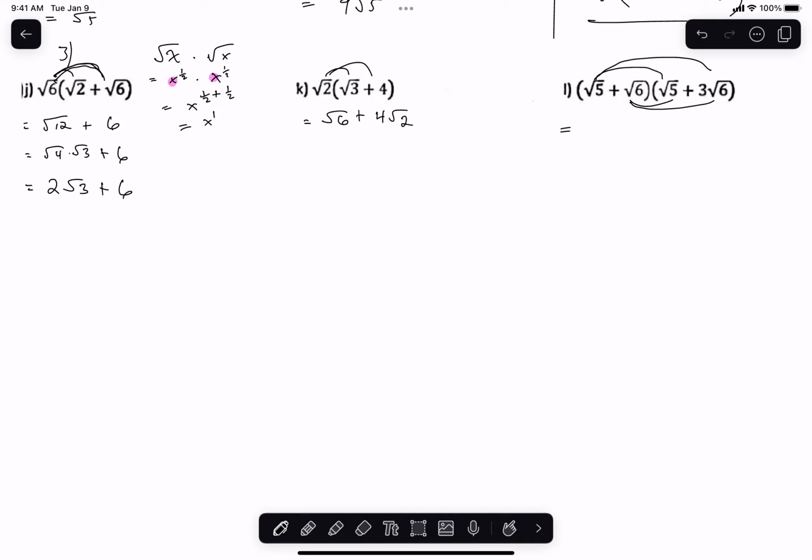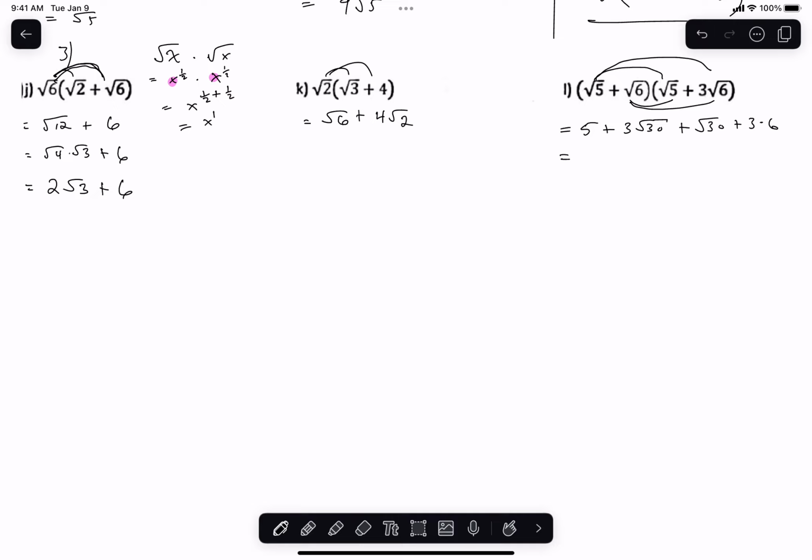Root 5 times root 5 is just going to be 5. Root 5 times 3 root 6 is going to be plus 3 root 30. Okay. Root 6 times root 5 is going to be plus just 1 root 30. And then root 6 times 3 root 6 is going to be plus 3 times 6.